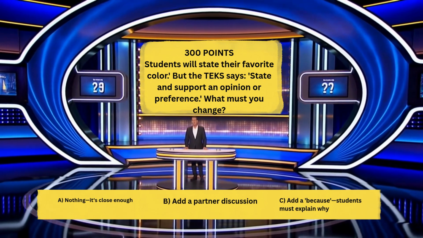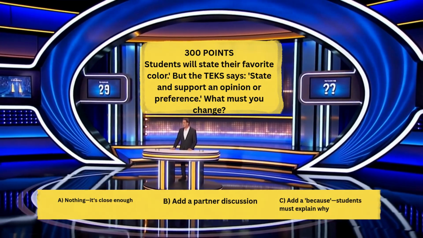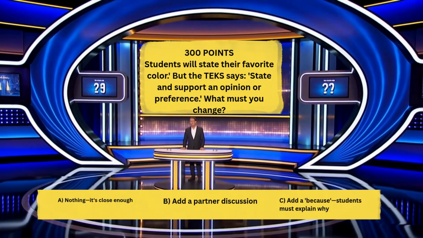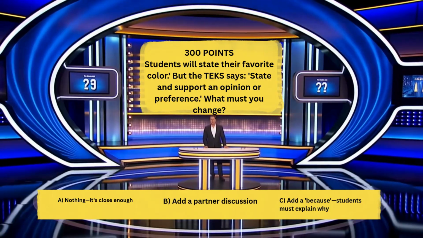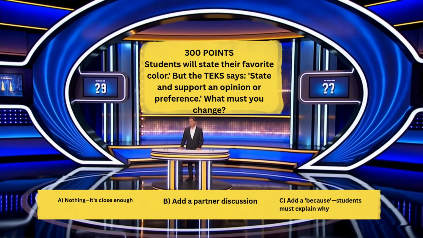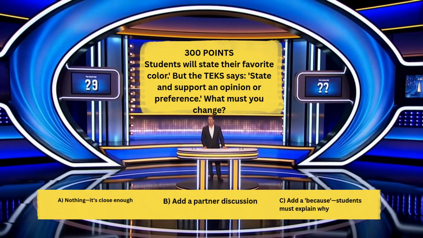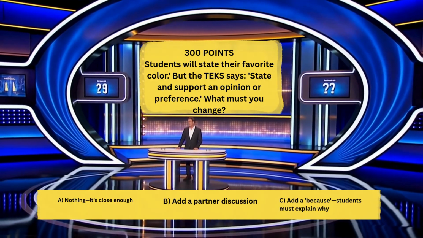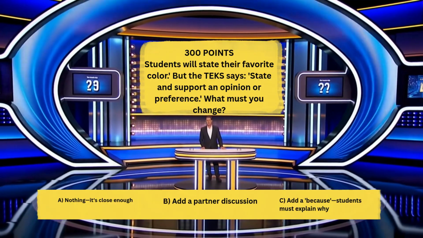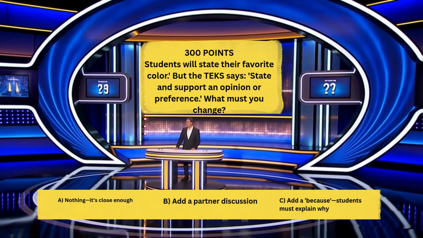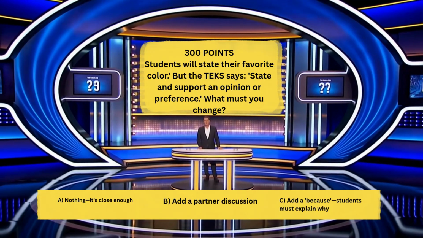For 300 points, students will state their favorite color, but the TEKS says state and support an opinion or preference. What must you change? A, nothing, it's close enough. B, add another part in the discussion. C, add a because, students must explain a why. Take 3 seconds.